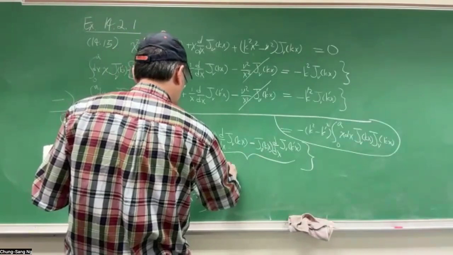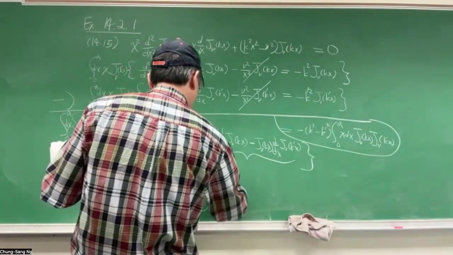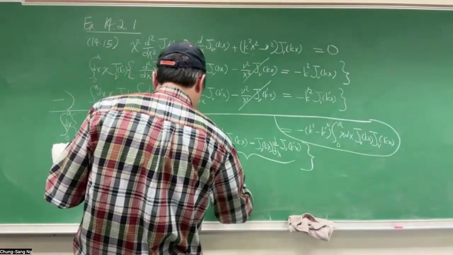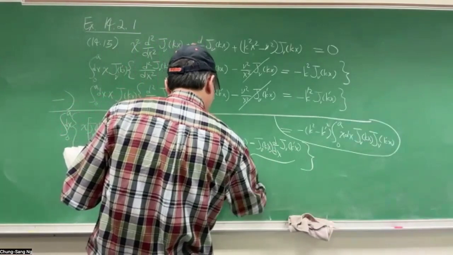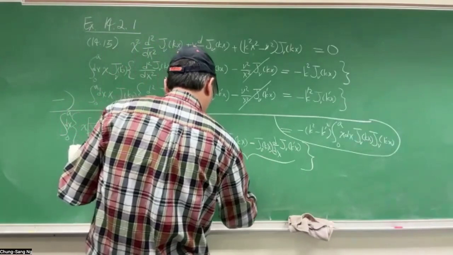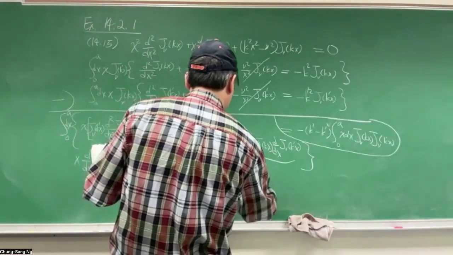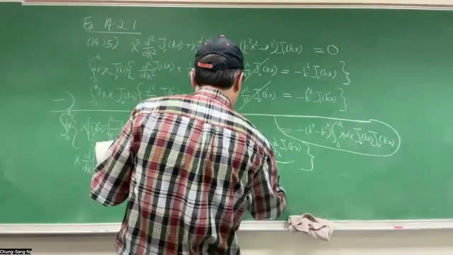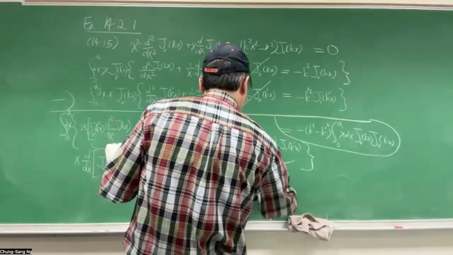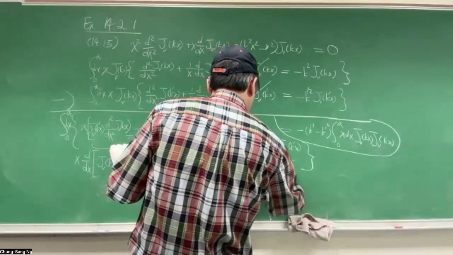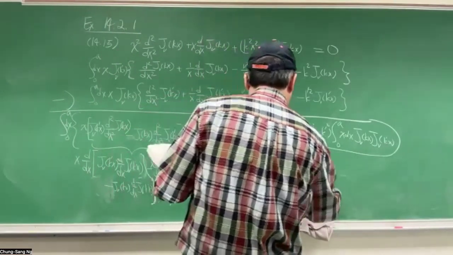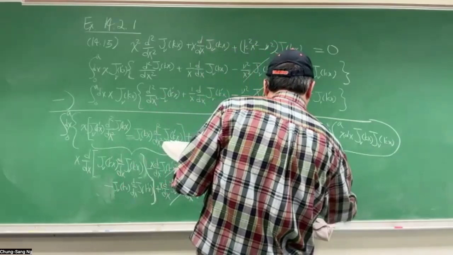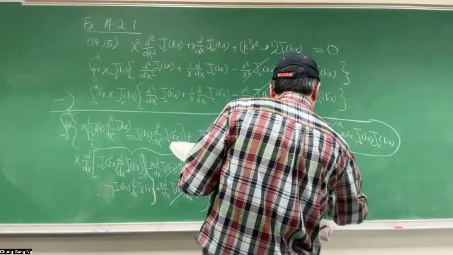So combine these two as d/dx of x times this one. What we have here is J mu kx times d/dx J mu k prime x minus J mu k prime x times d/dx J mu kx.